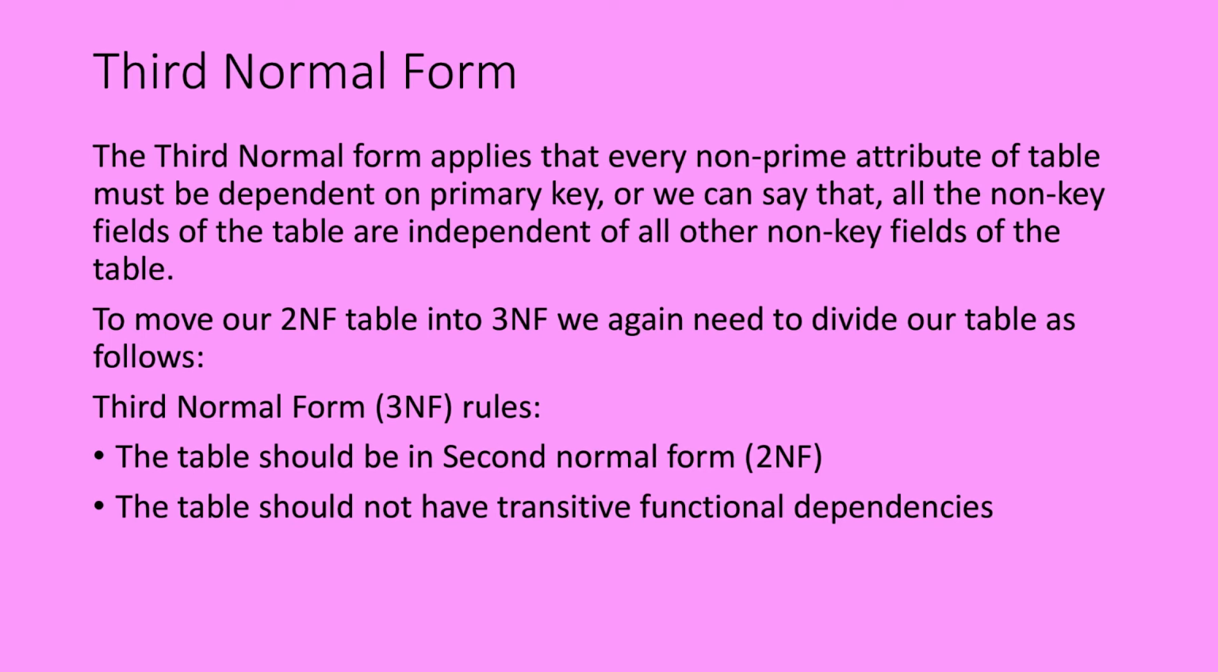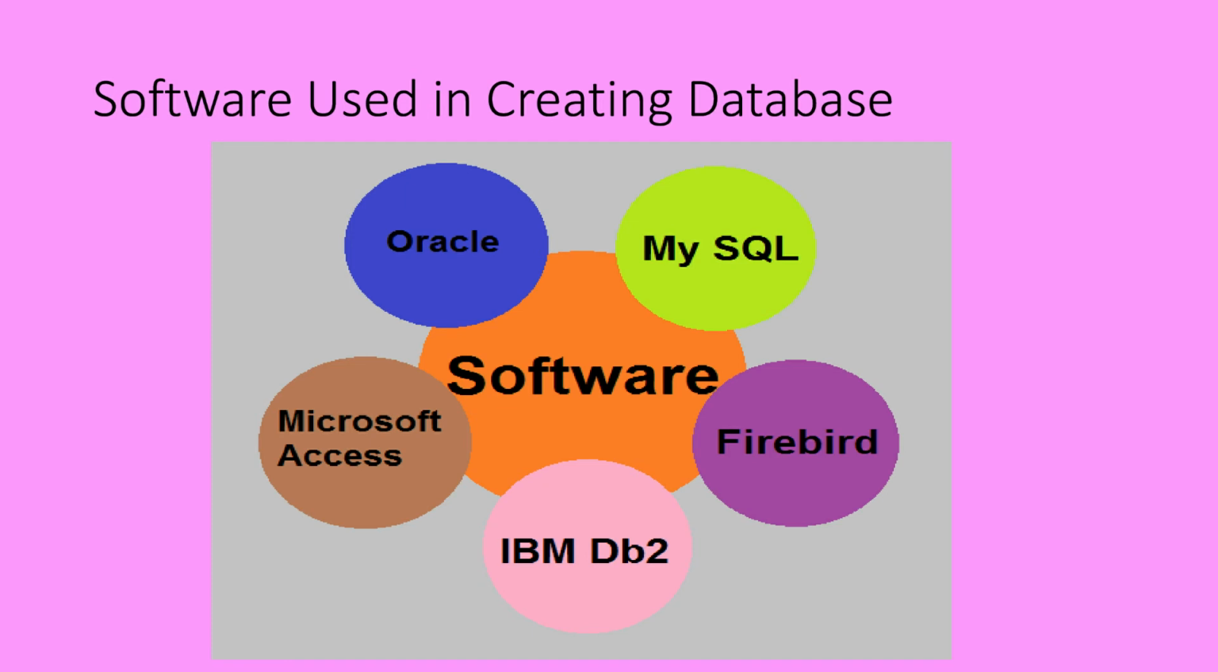Next topic is software used for creating database. First one is Oracle. Oracle offers a comprehensive and fully integrated stack of cloud applications and platform services. Larry Ellison and his two friends and former co-workers, Bob Miner and Ed Oates, started a consultancy called Software Development Laboratories in 1977. Next is IBM DB2, contains database server products developed by IBM.